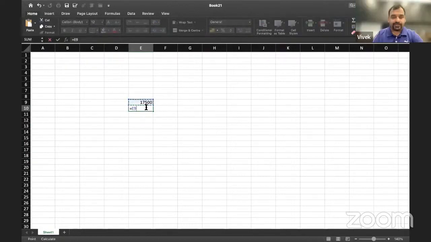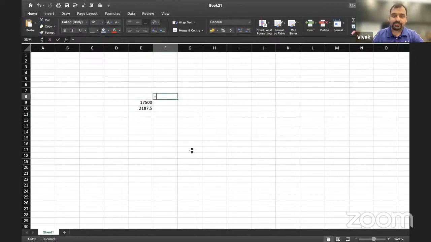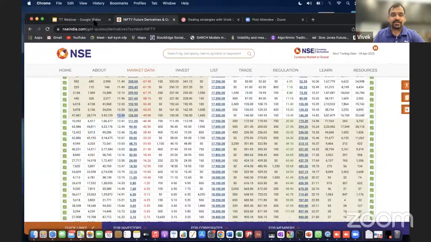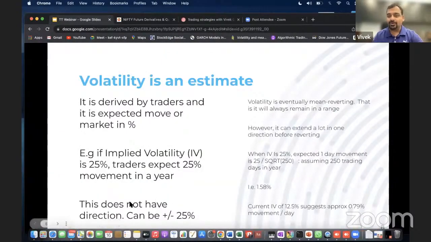So you have 17,500, and let us say we calculate 12.5% of this. So it's 2187. So what the traders are expecting is that the Nifty range for 1 year, you can say upper range is 17,500 plus 2187, and the lower range is say 15,300 on the lower side. Now this is basically an estimate of 1 year, right? But it's too long. How are we going to use this?